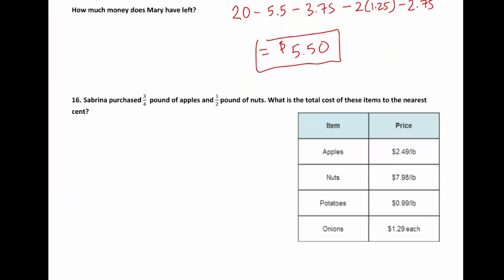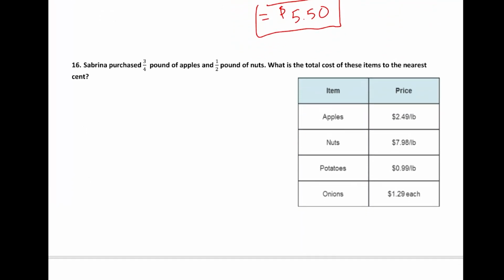Number 16 says Sabrina purchased 3/4 pound of apples, 1/2 pound of nuts. What is the total cost of these items to the nearest cent? So we have 3/4 of a pound of apples, and apples cost $2.49 a pound. So we're going to multiply that by 2.49, and a half pound of nuts. So 1/2 times the price of nuts, $7.98, and that should give us our total price here.